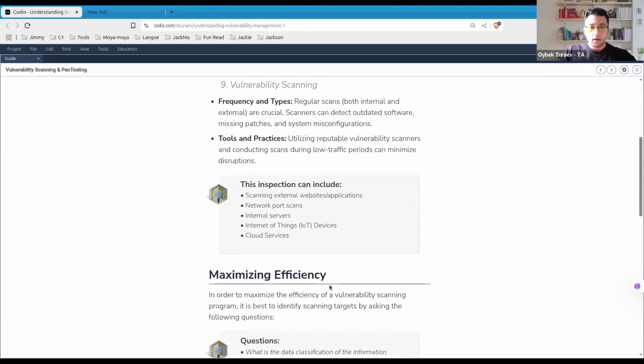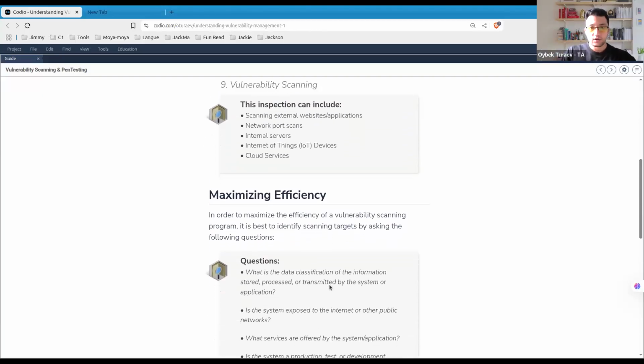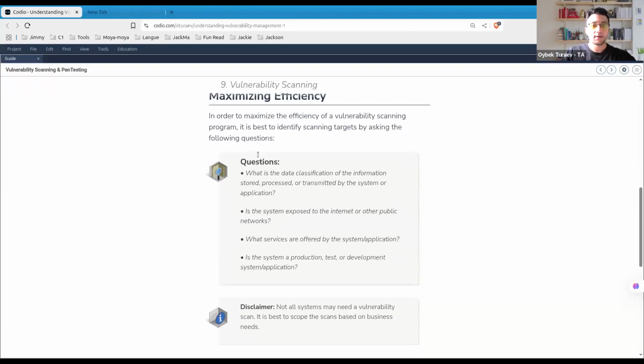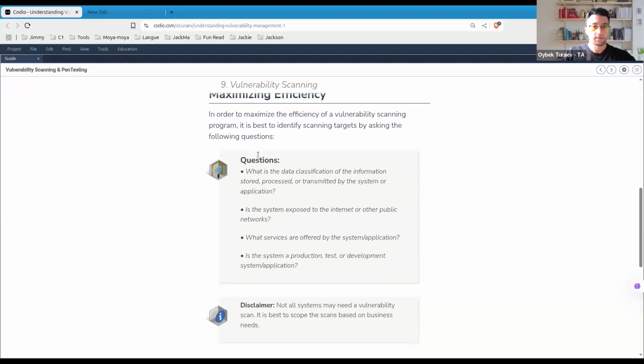Okay, so this inspection includes the scanning. They're going to check web applications, network port scans, internal servers, as you see, IoT devices, and cloud services. How are we going to maximize efficiency here? We need to ask questions of ourselves during the scanning.